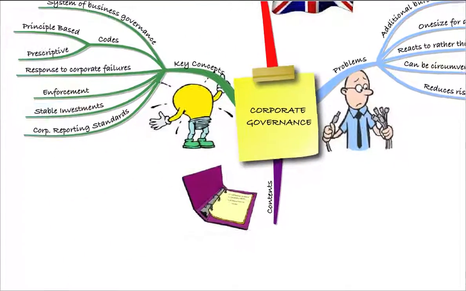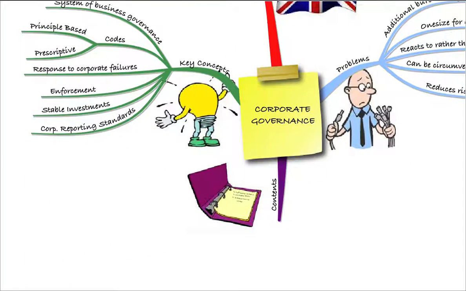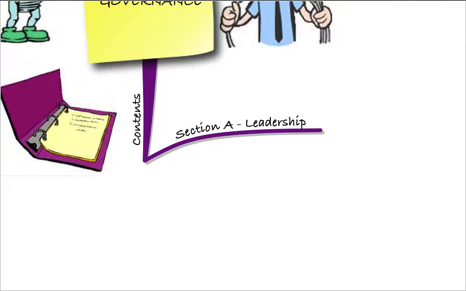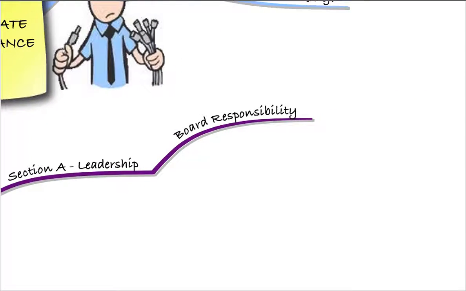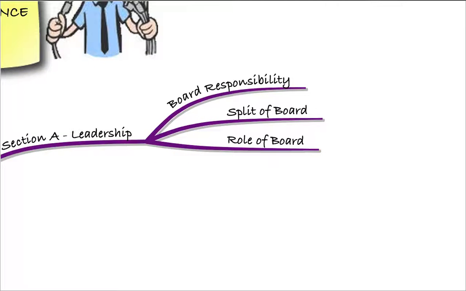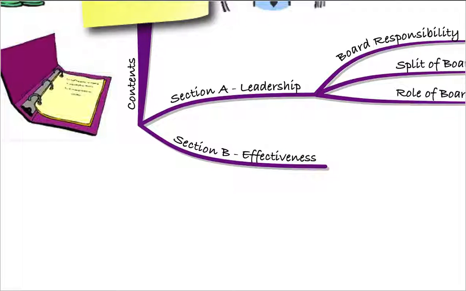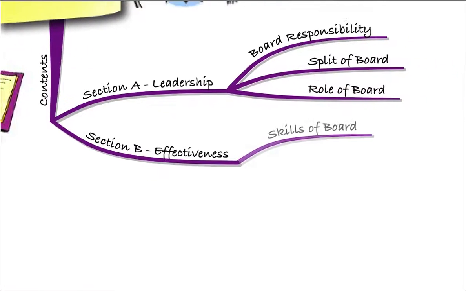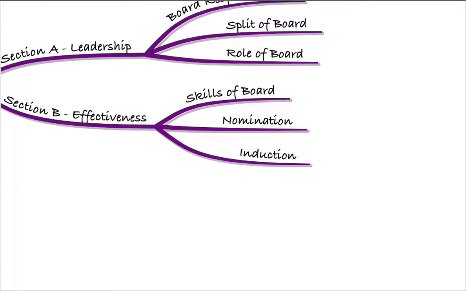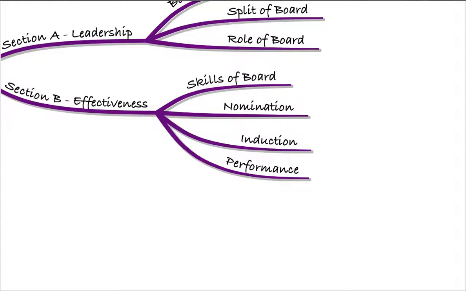So the contents of the Corporate Governance Code, and we'll look at each of these in detail, we just want to get an overview at this point, is that Section A focuses on leadership within the organisation. So that looks at board responsibility, the split of the board and the role of the board, all of which we will then look at in detail. Section B is the effectiveness of the code, thinking about the skills of the board, the nomination committee, the induction process and performance assessment of the board.